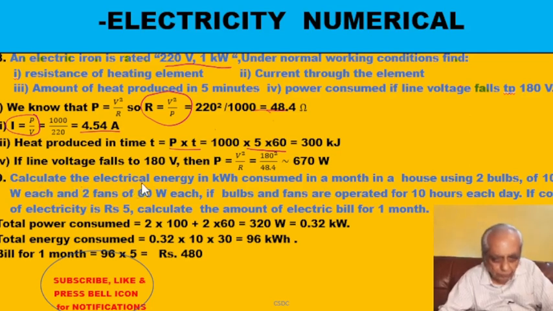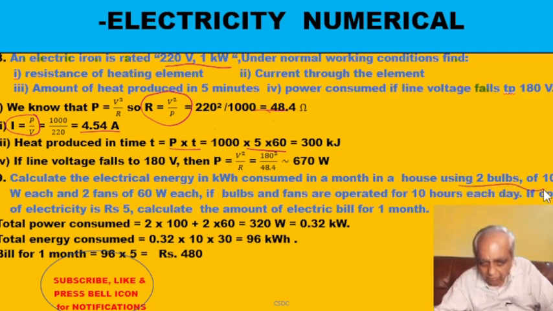Calculate the electrical energy in kilowatt hour consumed in a month in a house. We are using 2 bulbs of 100 watt. This is similar to what we did one sum previously, and 2 fans of 60 watt. So what is the total power consumed? 2 into 100 plus 2 into 60. This will give me 320 watt, means 0.32 kilowatt.